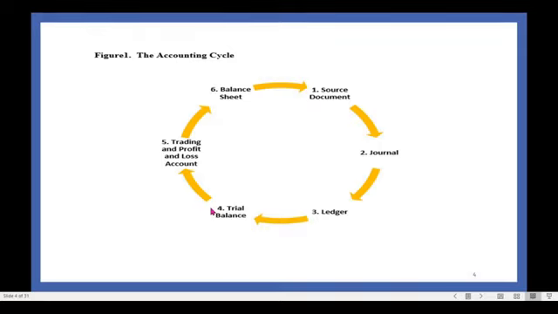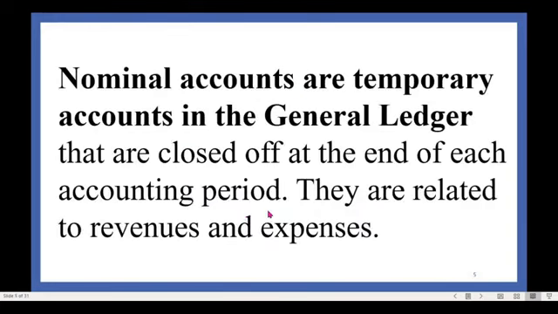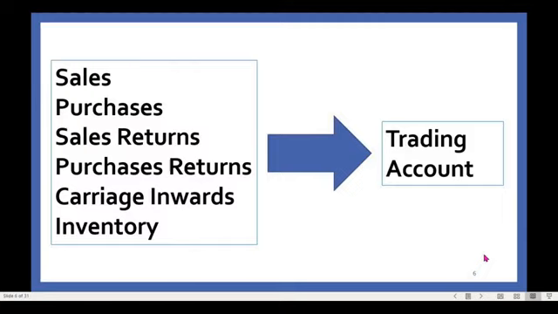Firstly, you will do some closing journal entries to transfer amounts on the various nominal accounts to the trading and profit and loss account. Now you may ask, what are nominal accounts? Well, nominal accounts are temporary accounts in the general ledger that are closed off at the end of the accounting period. They are related to expenses and revenues.